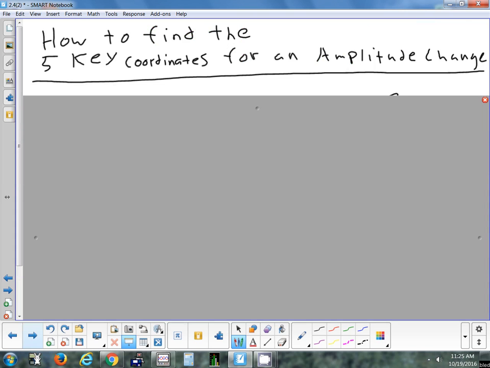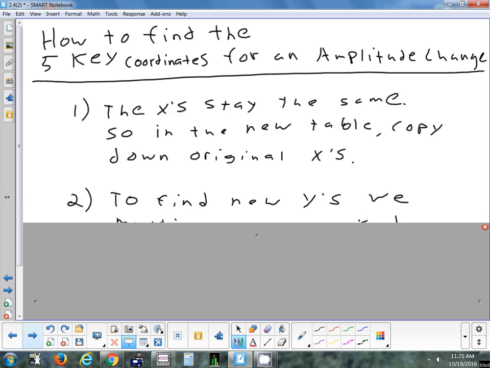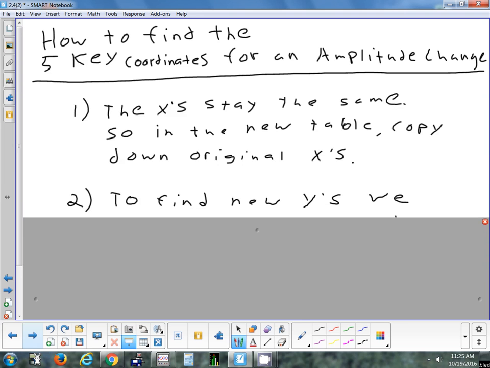Okay, what's going to stay the same? Since we're going to stretch or compress up and down, this time your x's stay the same. If we're going to stretch and compress up and down, that's the y's that are going to change.